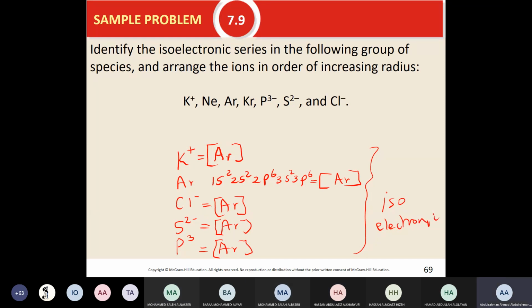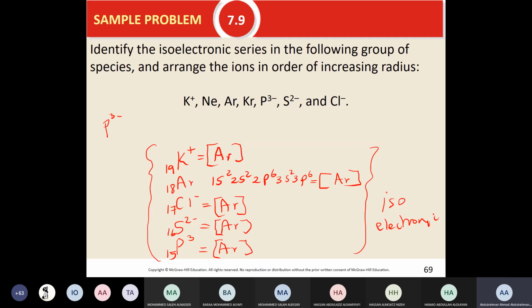Isoelectronic. Now tell me, how many protons do you have for K, potassium? 19. How about argon? 18. How about chlorine? 17. How about sulfur? 16. How about phosphorus? 15. Which one of these elements is the largest in size? Phosphorus, P3 minus, exactly.